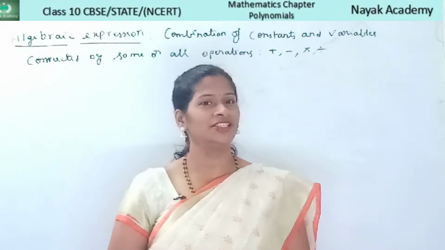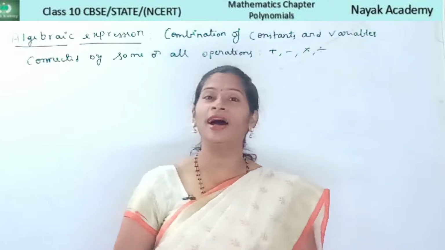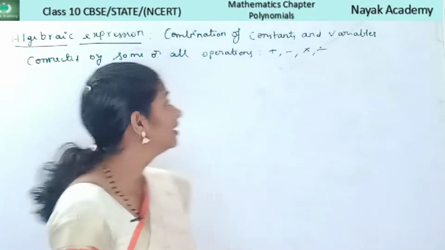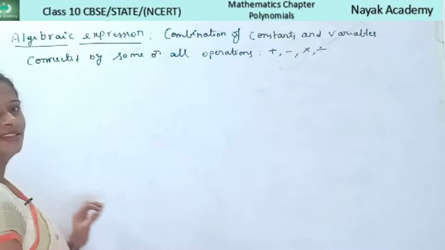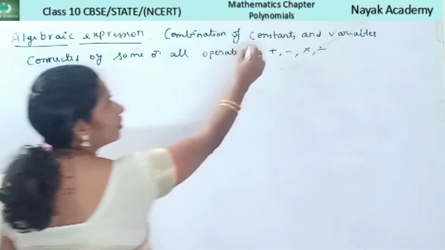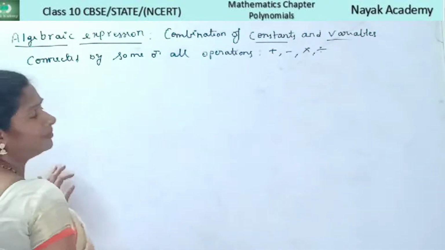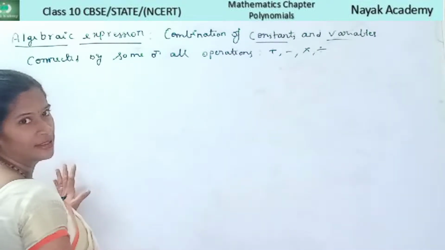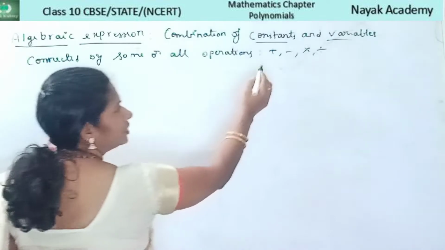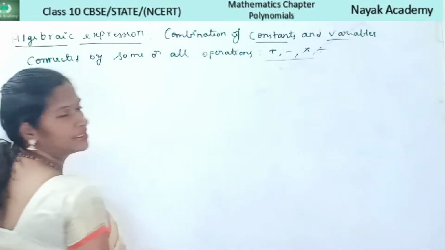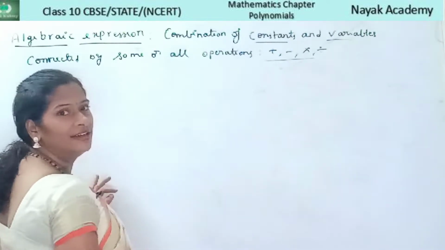Today I am with an algebra chapter, polynomials. Before introducing this chapter, let us recall what we mean by algebraic expressions. Algebraic expressions are the combination of constants and variables connected by some or all of the arithmetic operations. So which are the arithmetic operations, children? Plus, minus, multiplication and division.